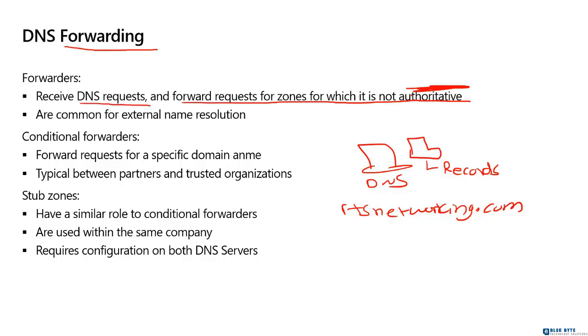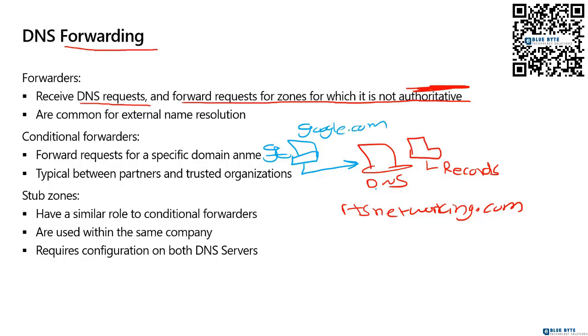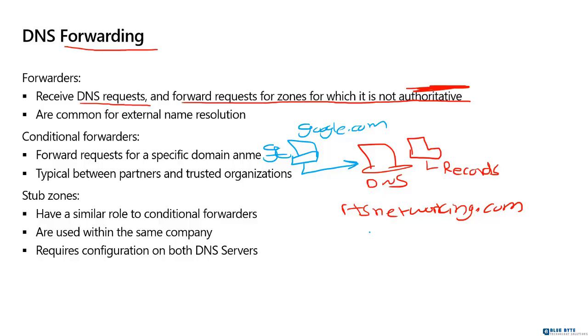Where a forwarder comes in, I have a client that passes a request to my DNS server, and they're trying to get to google.com. That request goes up to the DNS server. The DNS server says, buddy, I can't really help you out with that. I only store records for rtsnetworking.com. I don't know who google.com is. That's where a forwarder comes into play.